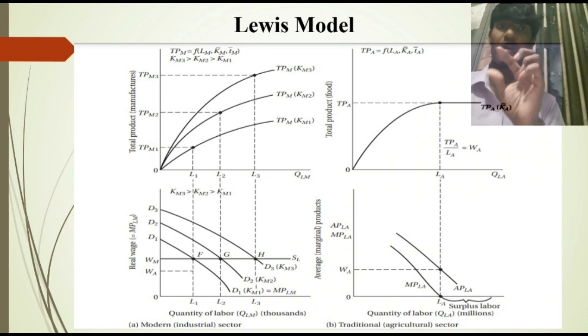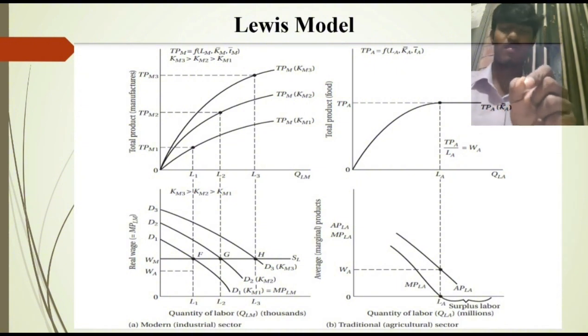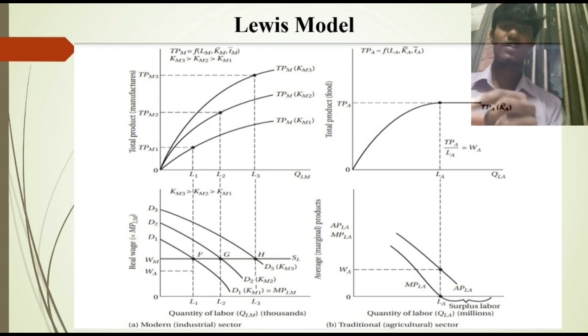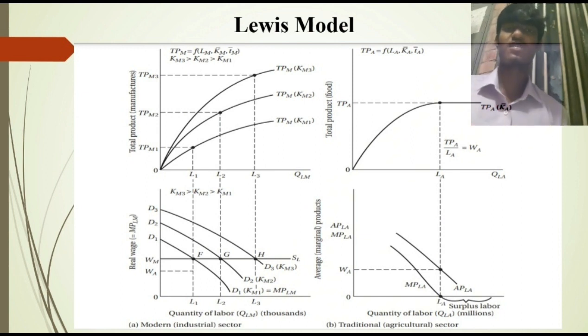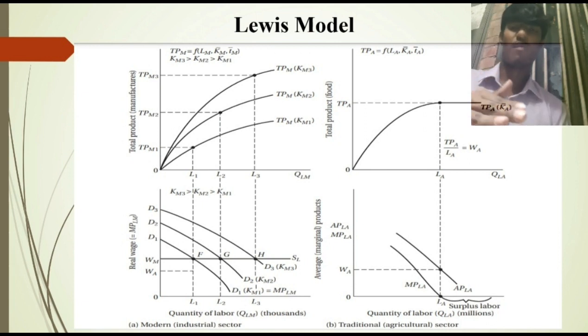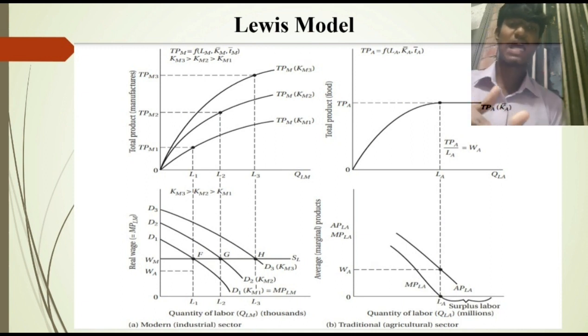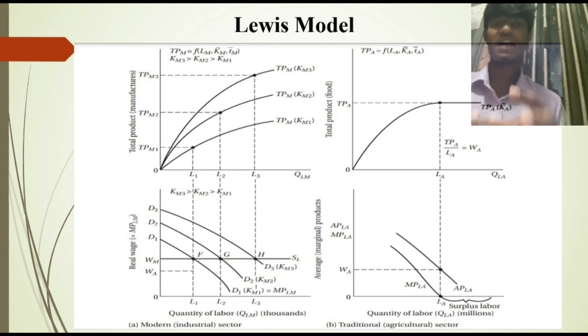Here OD1 is the marginal productivity of labor. That means the gap between OWM and OD1 is the profit or surplus of the modern sector. Obviously the modern sector reinvests their profit, and production will also be increased.